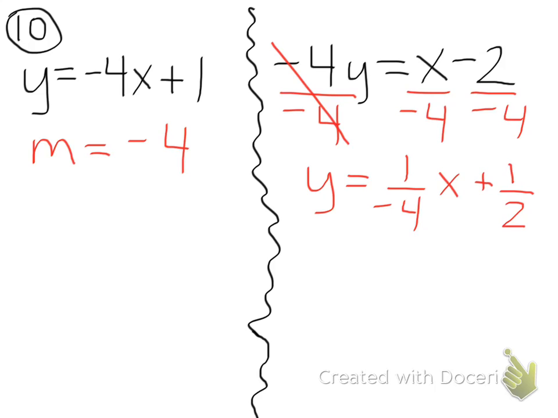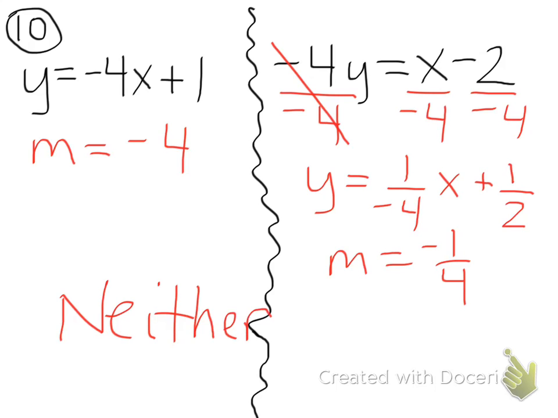We have m is equal to negative 4, and for our other equation, we have m is equal to negative 1/4. So are these lines parallel? No, they're not parallel. They don't have the same slope. Are they perpendicular? No, they're not perpendicular either, because they both have a negative slope. So therefore, our answer here is going to be neither. They're not parallel or perpendicular, so that just means these two lines cross.